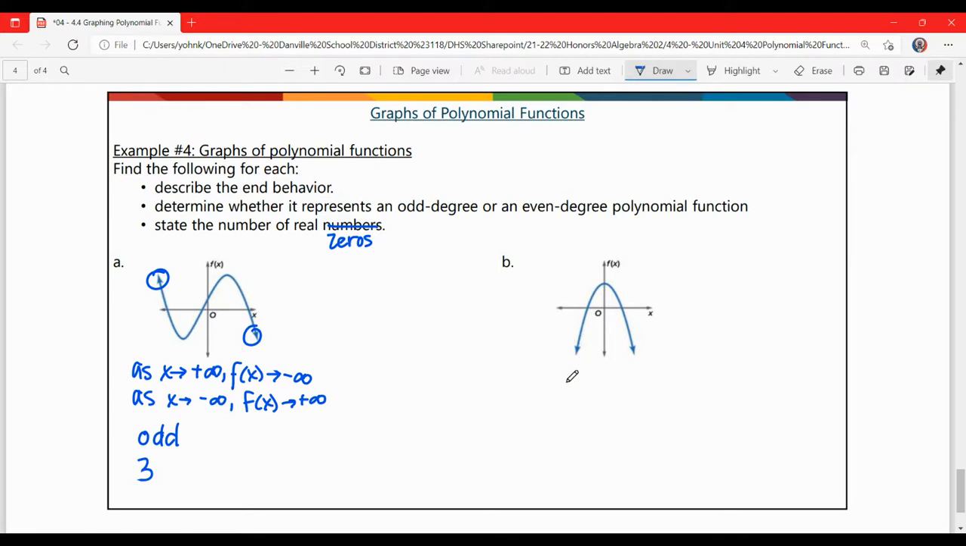All right, if we look at letter B, as x approaches positive infinity, f of x approaches, well, as my x's get bigger, my y's get smaller. So that's negative infinity. As x approaches negative infinity, my f of x is going to approach, well, as my x's get smaller, my y's get smaller. So also negative infinity. This has both ends in the same direction, which means it's an even function. It crosses the x-axis twice, so there are 2 zeros.